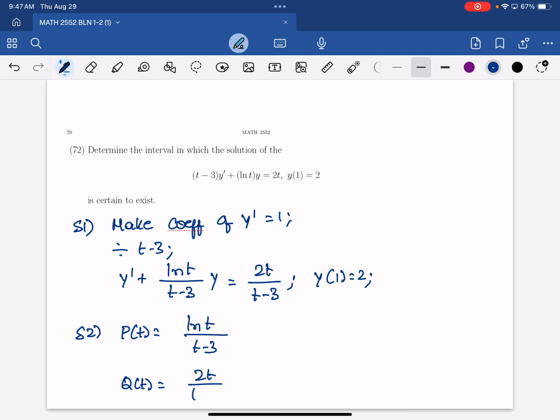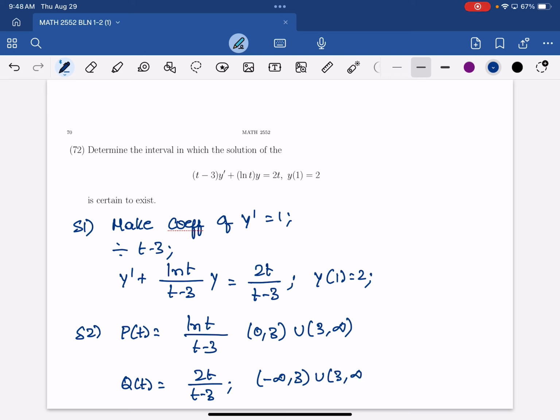Obviously, very nice. So now, what is the interval of continuity for the function p? Where is the function p continuous? Say it loudly, please. 0 to 3 union 3 to infinity. Do you all agree with me on that? And where is the function q continuous? Negative infinity to 3 union 3 to infinity, right?